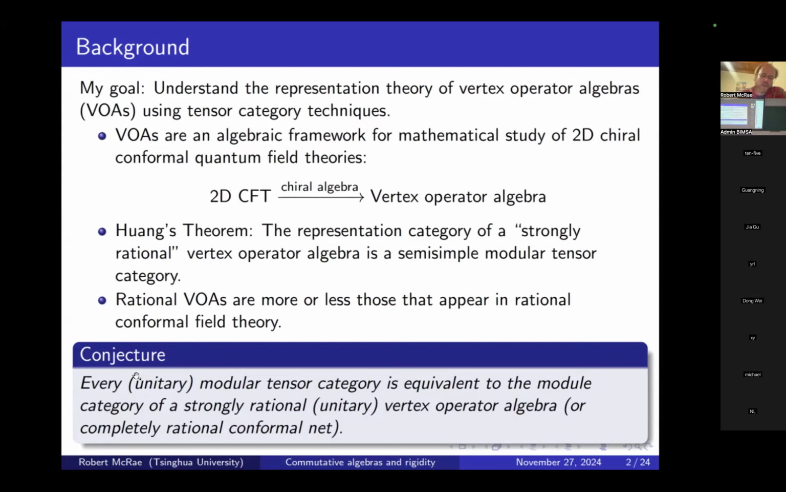And I'll also mention this conjecture that maybe a number of people have made, but in particular people like Terry Gannon these days are making this conjecture that maybe every modular tensor category comes from a rational VOA, or maybe if you're mainly interested in unitary tensor categories, you want to look for unitary VOAs, or if you prefer analysis more, you could look for completely rational conformal nets. So this is one of the nicest parts of this theory of VOAs, this theorem that you get modular tensor categories.